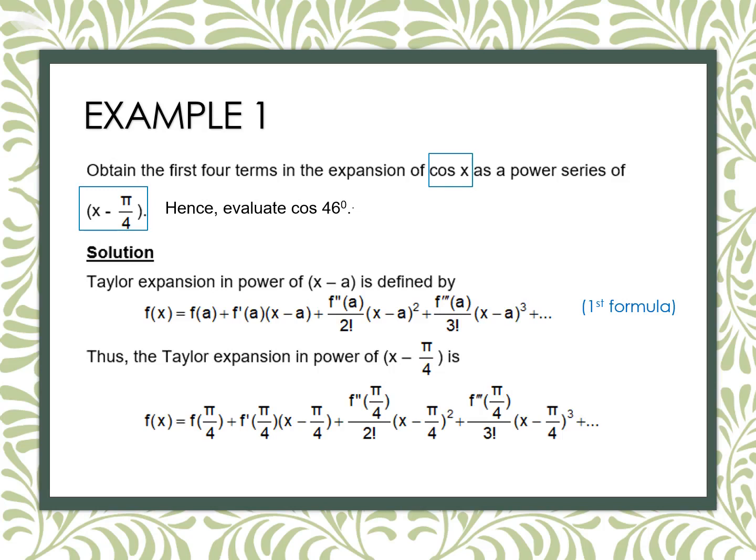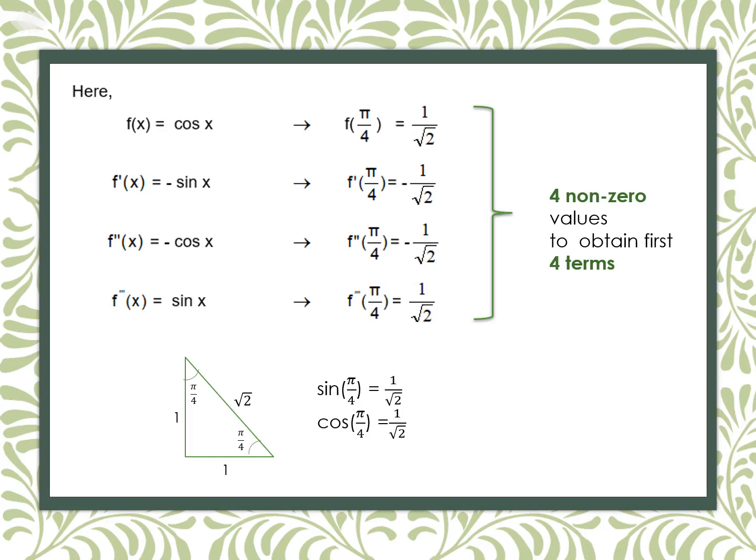Therefore, the Taylor's expansion in power of x minus pi over 4 is f(x) equal to f(pi over 4) plus f prime (pi over 4) multiplied with (x minus pi over 4) plus f double prime (pi over 4) over 2 factorial multiplied with (x minus pi over 4) squared plus so on. As the question asks for the first four terms, you need to differentiate the function a few times until you obtain four non-zero values for f(a) and its derivatives.